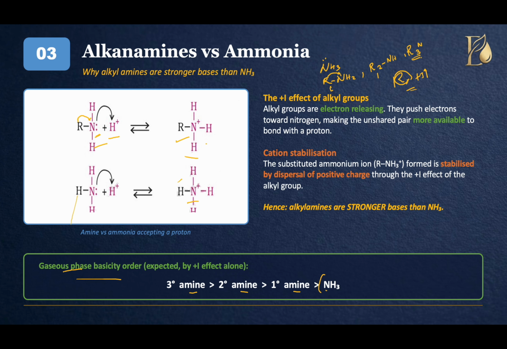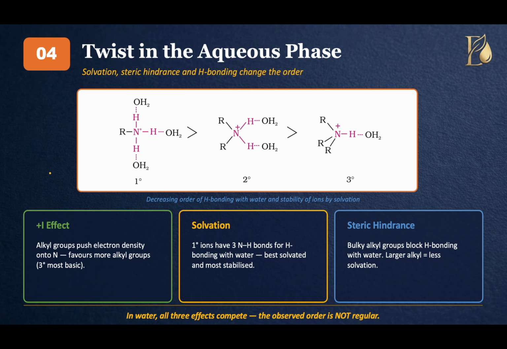In aqueous medium, there are three important effects. More than the plus I effect, there are two important terms that we have to consider. One is the plus I effect, which we already discussed in alkylamines, but there are two more terms that we have to consider. One is solvation, and the second one is steric hindrance. So we can say solvation or hydrogen bonding. We know this because of the electronegativity difference between the nitrogen and hydrogen atoms.